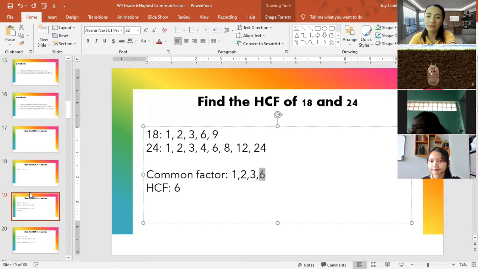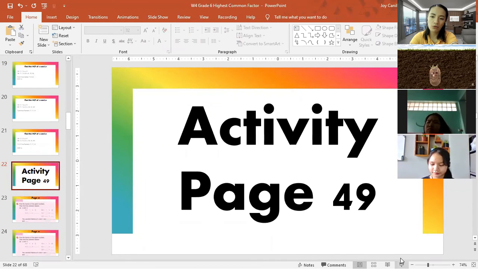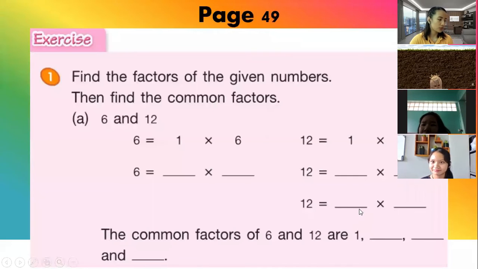So, do you understand the topic? Yes. Okay, very good. Let's move on to your activity, page 49, exercise 1. The instruction says, find the factors of the given numbers, then find the common factors. So A, we have 6 and 12. 6 equals 1 times 6. Next, 6 equals 2 times what? 3. Very good.